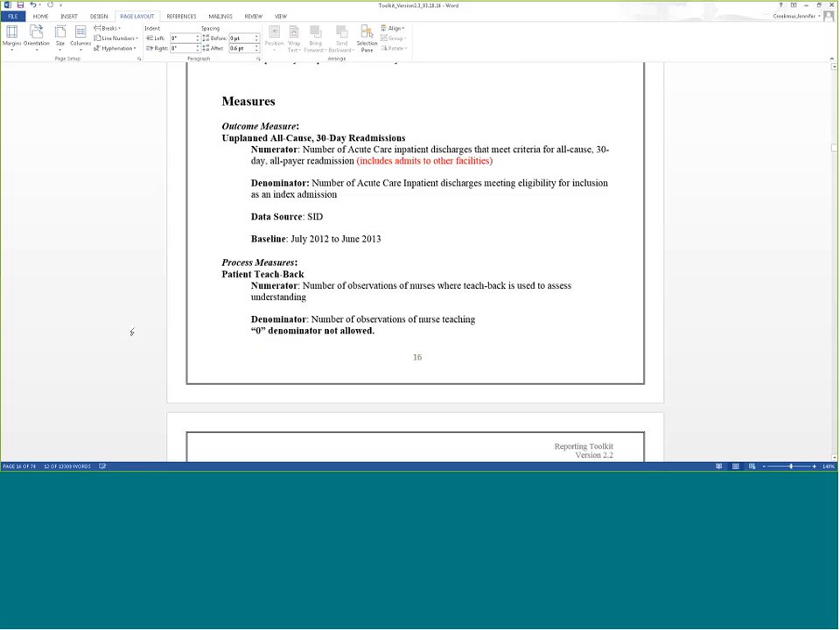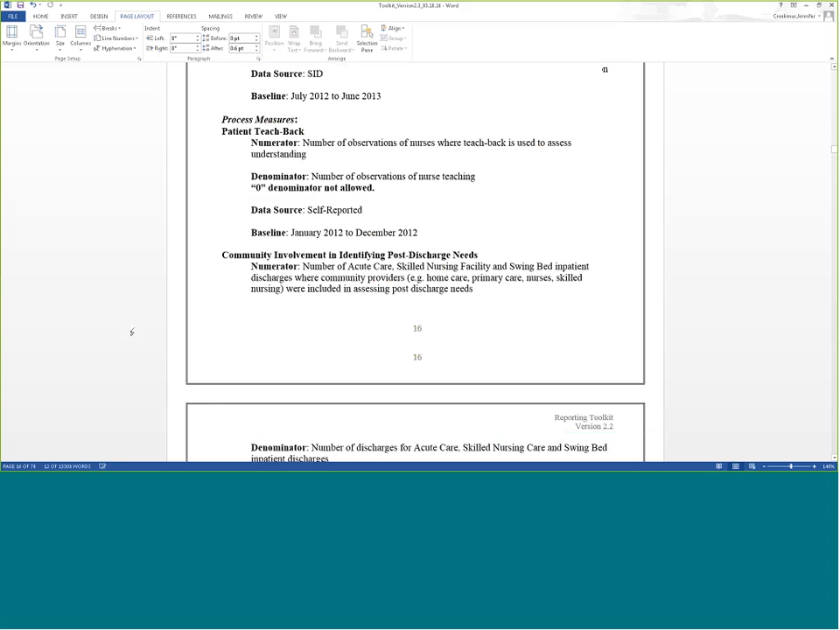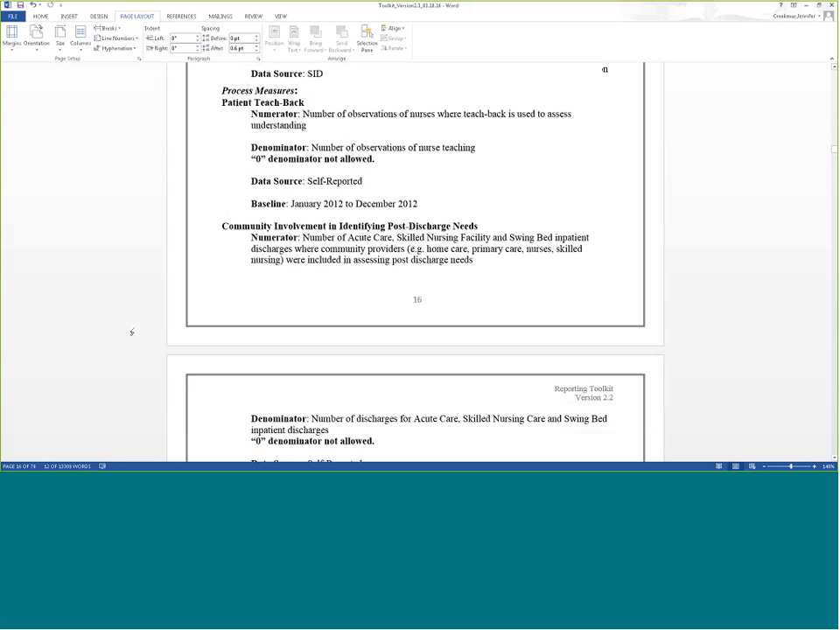Looking at our process measures, we have 4 to choose from. The first one is patient teachback, the number of observations of nurses where teachback is used to assess understanding. This can be sampled, and this can be on different things. This could be on medication, to make sure they understand their medications, to make sure they understand their discharge, to make sure that they understand their diagnoses. So this could be for many things.